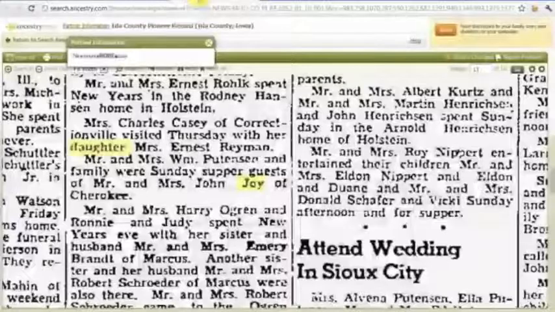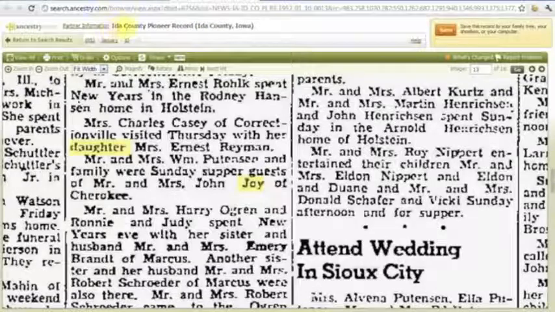And what I found was in the Ida County Pioneer Record on January 10th, 1952, this little blurb here that lists Mrs. Charles Casey of Correctionville, so that's the right town, visited Thursday with her daughter, Mrs. Ernest Raymond. And so now I know that Mrs. Ernest Raymond's maiden name likely is Casey. Now, Mrs. Charles Casey is her mother. I know that's what this tells me, right?